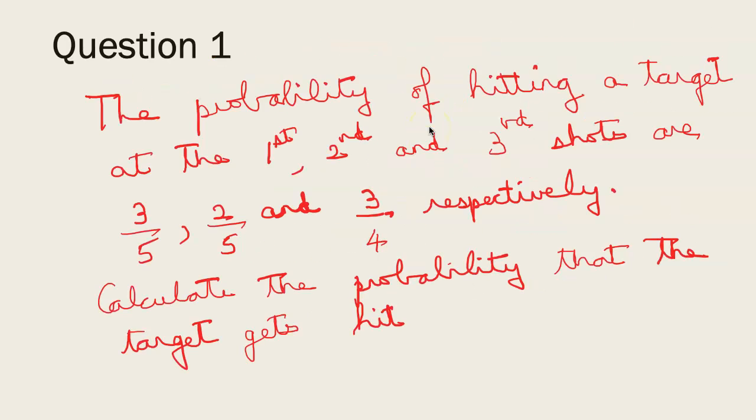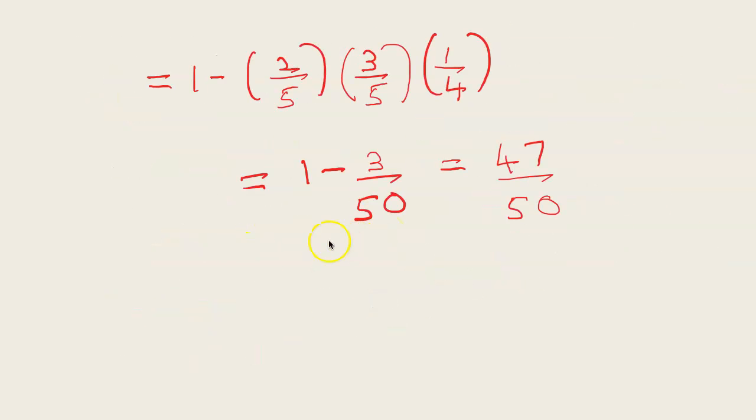How do we get that? It is 1 minus 3 by 5, 1 minus 2 by 5 into 1 minus 3 by 4. So it is 1 minus 3 by 50, which is 47 by 50.